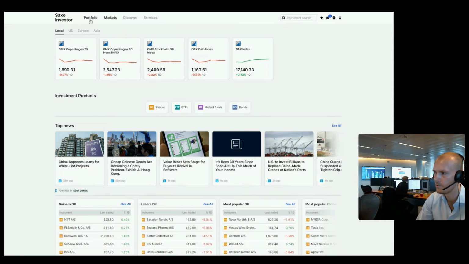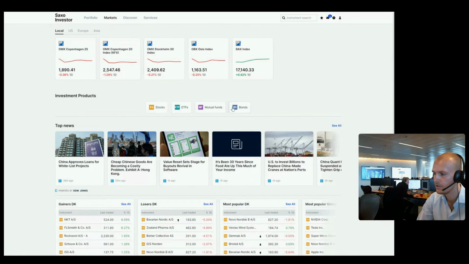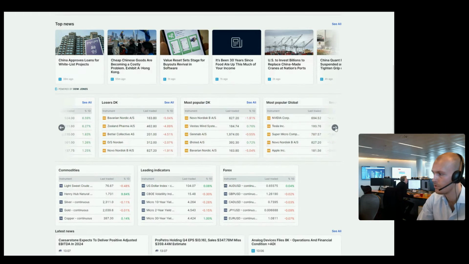So in the top, let's say middle to left corner of the platform up here, we have the logo, then it says portfolio, markets, discover, and services. We'll briefly go over markets, discover, and services here now, as this is where you will find inspiration on the platform. We're on markets at the moment. It shows you news, first of all, shows you the different product types. It also shows you the best gainers and losers of the country that you are resident in, most popular in that country, and also in general, just most popular global wise.